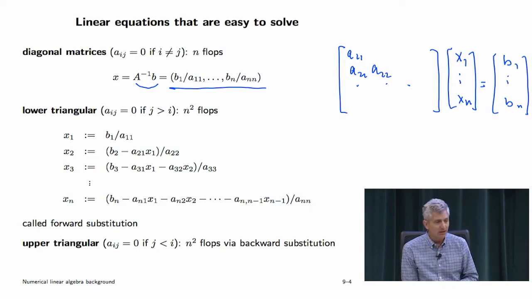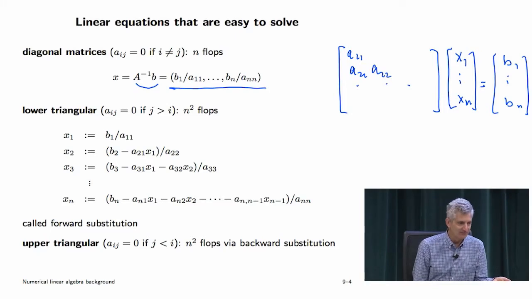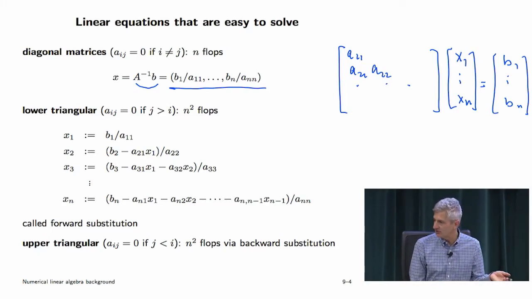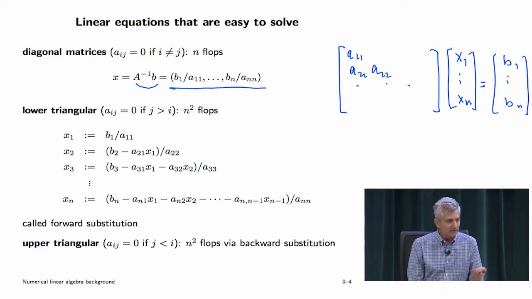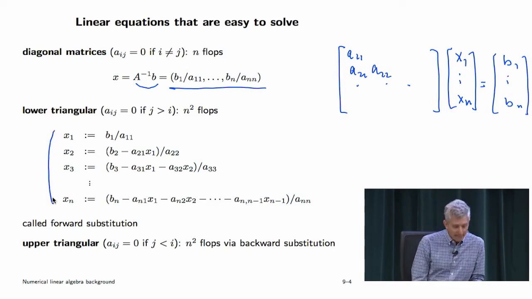Once you know x1, and there are lots of ways to think of this, the second row says A21 x1 plus A22 x2 equals b2. But you know x1, so you just plug in that value, subtract it on the right, and then divide by A22. So the algorithm looks something like this, and you can calculate the number of flops. It doesn't matter, but you can get a rough idea what it is.